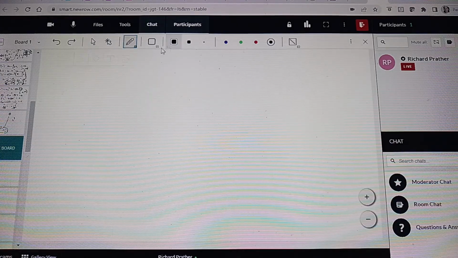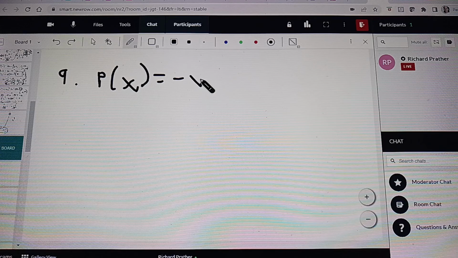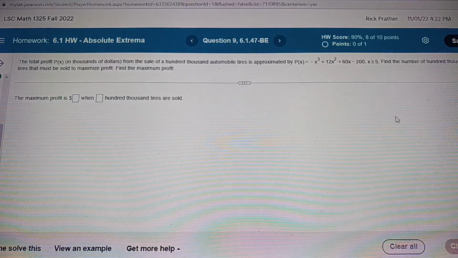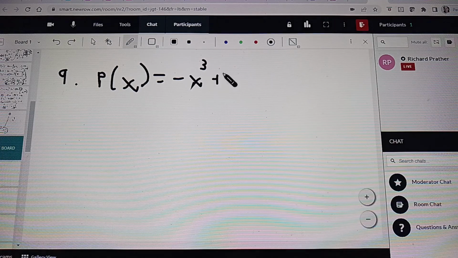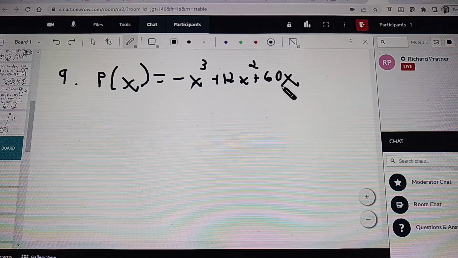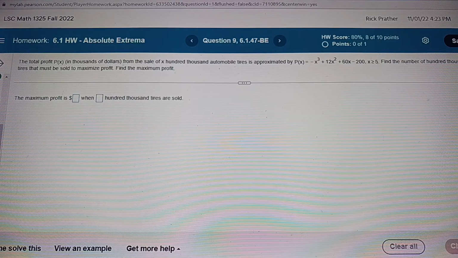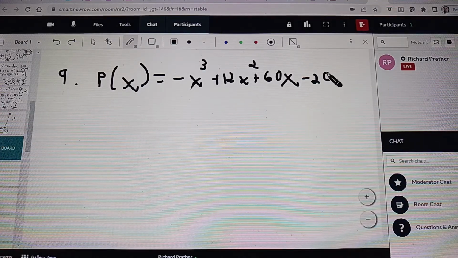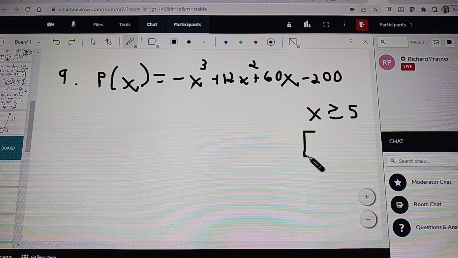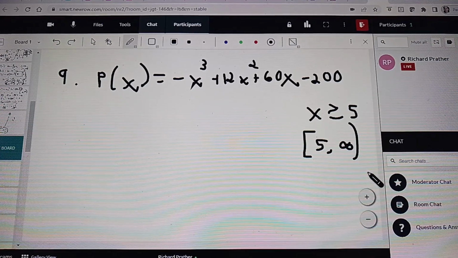Okay, so number 9, I have a profit function of negative x cubed plus 12x squared plus 60x minus 200. And the interval is x greater than or equal to 5. That's only half closed. That's 5 to infinity. That's not a closed interval. That's an infinite interval. So the extreme value theorem's out.